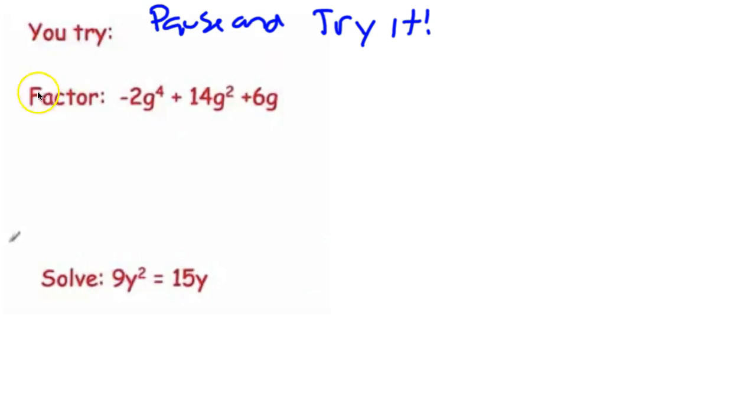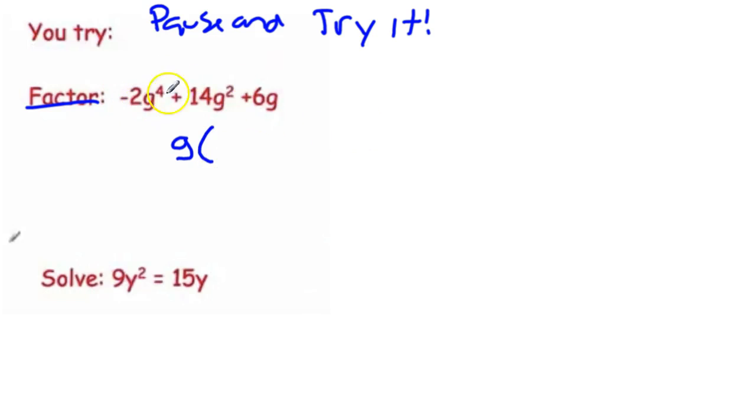All right, so the first one says factor. So we're just factoring. Taking out numbers, we are undistributing. So you look at it, the first rule, look at the smallest variable. This has g to the fourth, g to the second, and that's just g. So that means we're taking out a g.